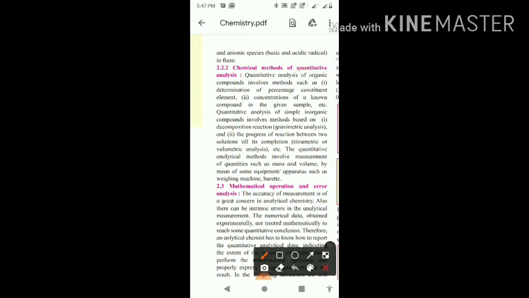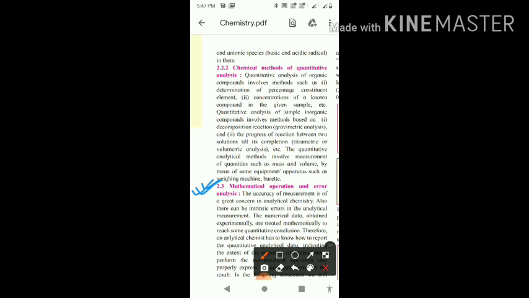You might be familiar with the analysis of qualitative and quantitative parts, because it is part of semi-micro analysis. While doing analysis we take a very small portion of that solid or liquid, and analyze it with respect to two aspects. The first one is qualitative and the second one is quantitative. After this we are going to start with the most important part of this chapter, known as mathematical operations and error analysis.